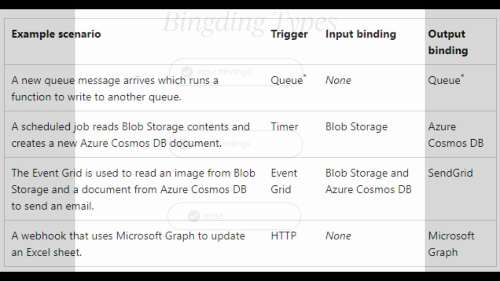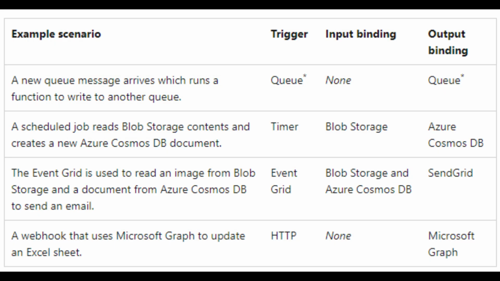Let's say a new message arrives in a message queue which runs a function to write to another queue. So basically, you have a trigger, and that type of trigger is a queue trigger, and then this binding we can consider as an output binding. Then let's say a scheduled job reads blob storage content and creates a new Azure Cosmos DB document. In that case, the input binding will be blob storage, the output binding will be Azure Cosmos DB, and the trigger will be a timer.